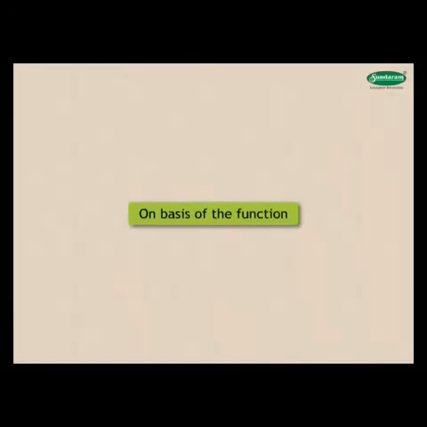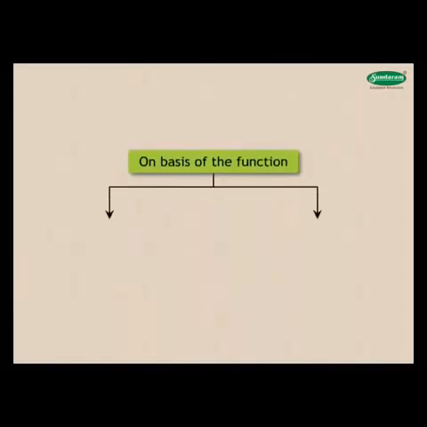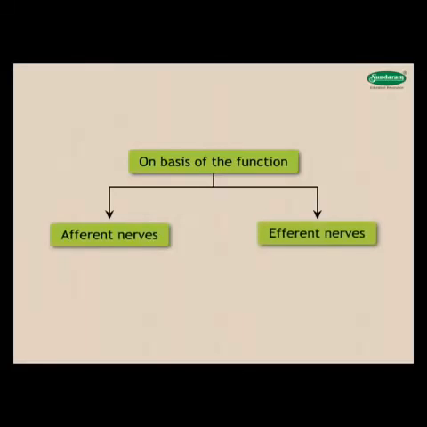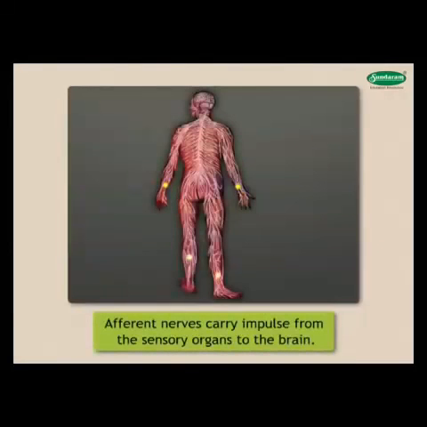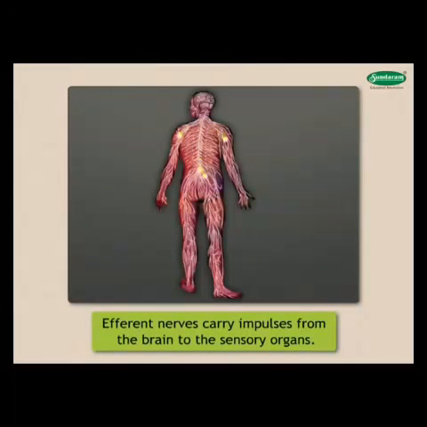On the basis of their function, the nerves are categorized as afferent and efferent nerves. Afferent nerves carry impulses from the sensory organs to the brain. Efferent nerves carry impulses from the brain to the sensory organs.